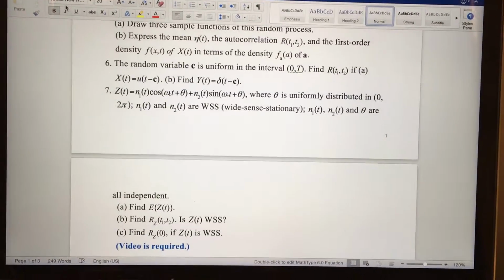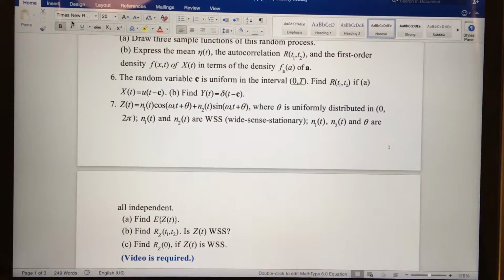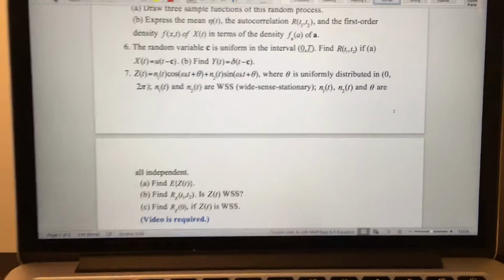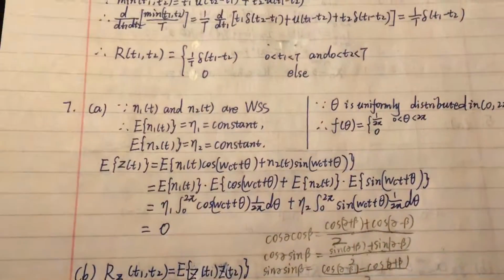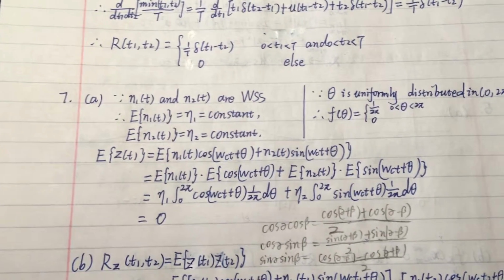Here is the solution to question 7 of homework 7. There are three problems to solve. Let's begin the first problem. Here's the solution. The first problem is finding the mean of gt.